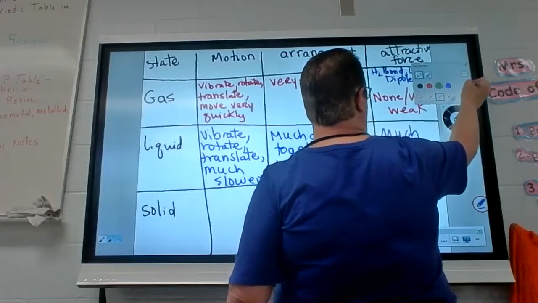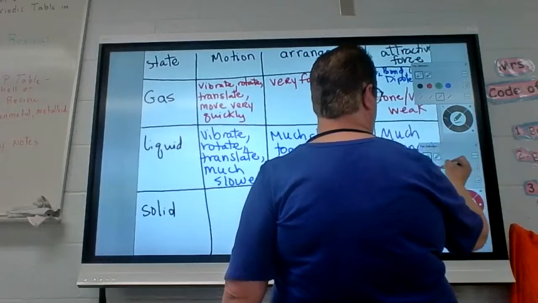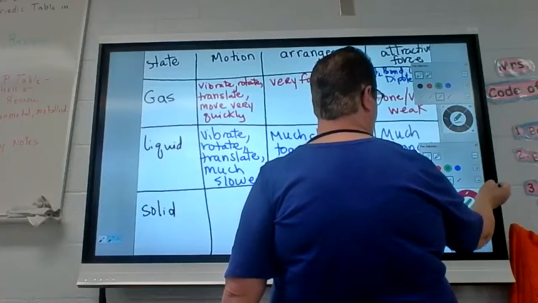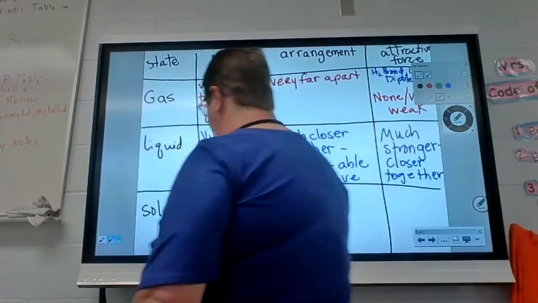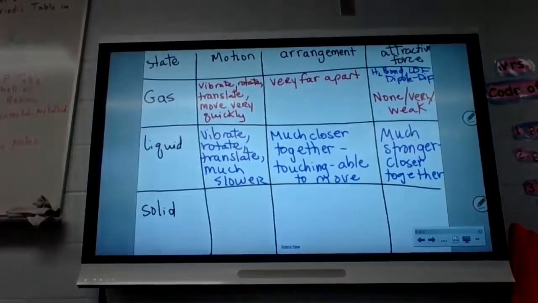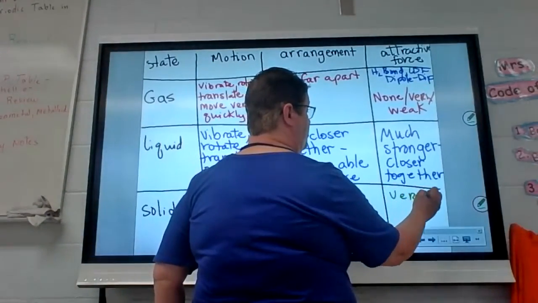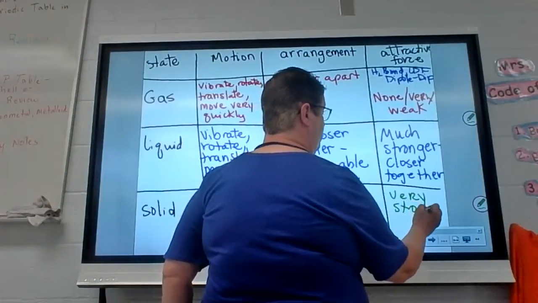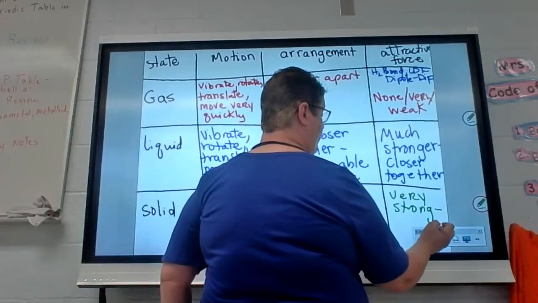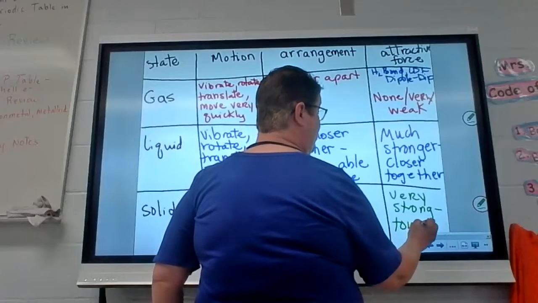Now, what happens when we become a solid? Very strong because they're together. All right, their attractive forces are very strong. Why are they so strong? Because they're so close. They're not attached, they're touching.